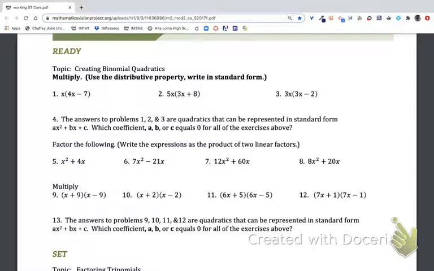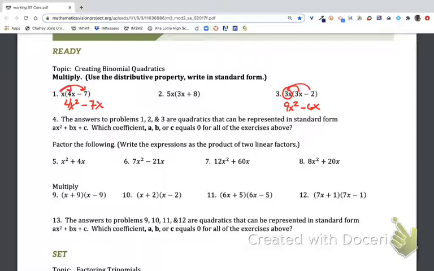For lesson 2.6, Ready, Set, Go, the ready portion is getting us to distribute and factor. So for number 1, we're trying to distribute this x into each term of the parentheses. X times 4x is 4x squared. X times negative 7 is negative 7x. Number 3, same thing. Take what's outside, distribute it in. So 3x times 3x is 9x squared, and 3x times negative 2 is negative 6x.